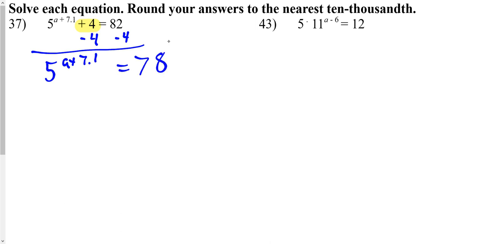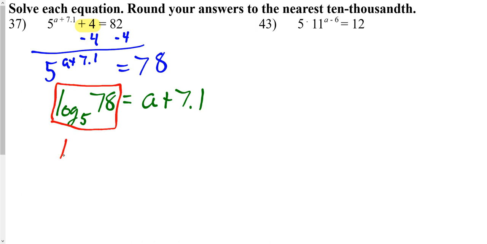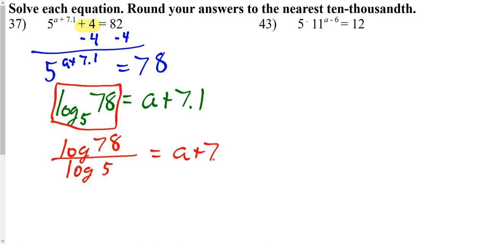Well, now that the part with the exponent is by itself, we can go ahead and just use our definition of a logarithm, and we can write log base 5 of that 78 is equal to an a plus 7.1. Then we can go ahead and use our change of base formula here. We can go log of the 78 divided by the log of the 5 is equal to our a plus 7.1, and then to get a totally by itself, all we'd have to do is subtract that 7.1 from both sides.